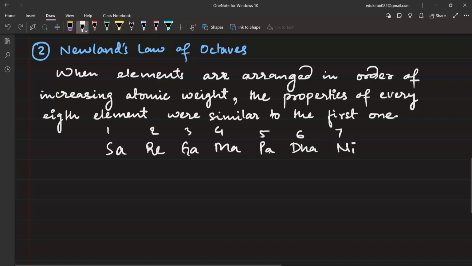And after that, again, what? Sa. Right? So you can see the repetition here. Yes or no? So his mind must have been blown, he must have been smiling for 2-3 days. Oh my God, he joined music and chemistry together.